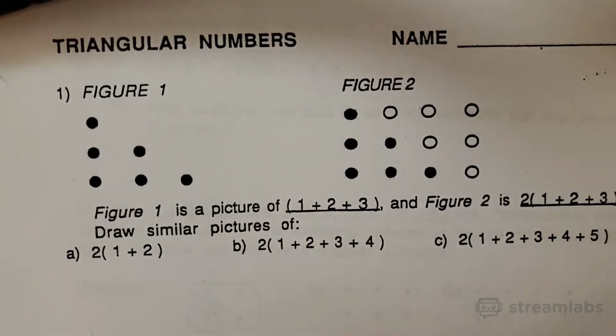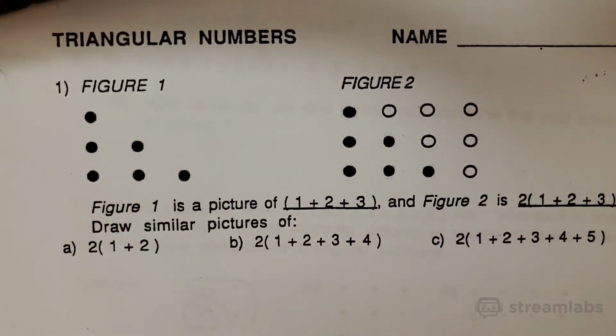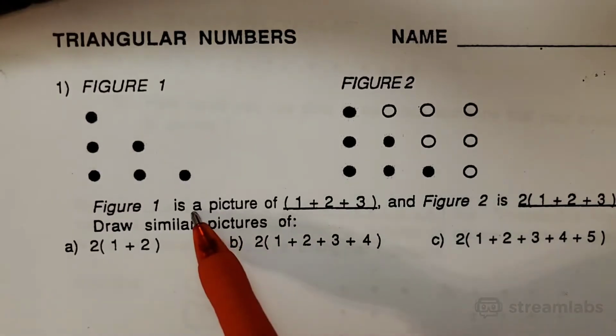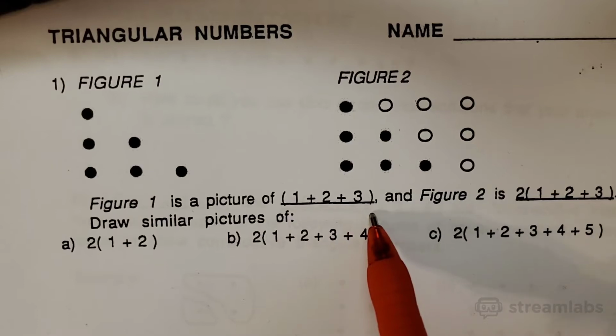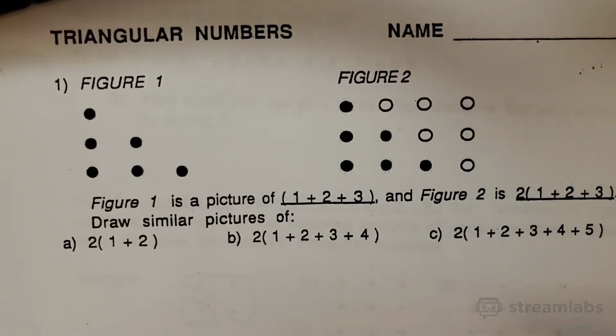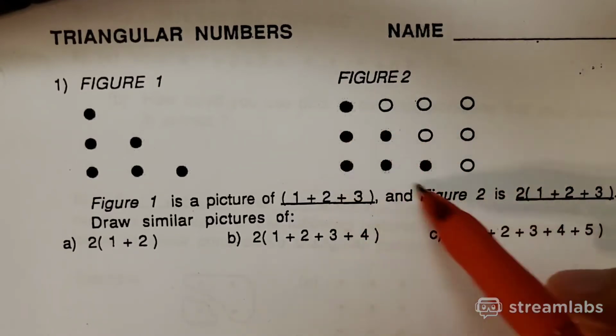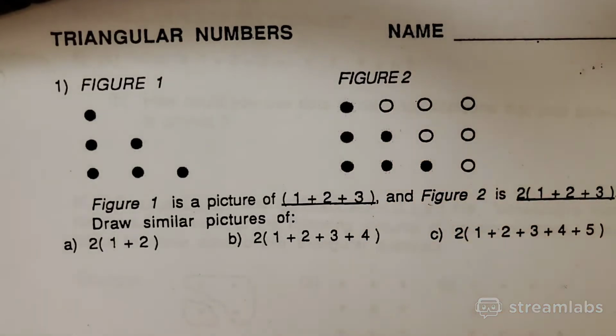So these are called triangular numbers. Why? Because they look like triangles. If you look, figure 1 is a picture of 1 plus 2 plus 3, right? Which is 6, right? 1, 2, 3, 4, 5, 6. But it's 1 plus 2 plus 3, right? Figure 2 is 2 times that, right? Because you have 1 here and 1 there. Agree?